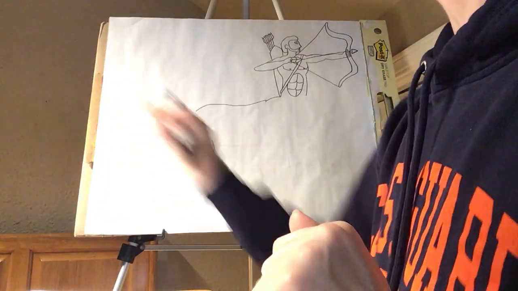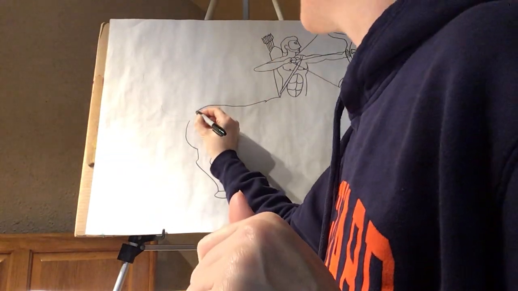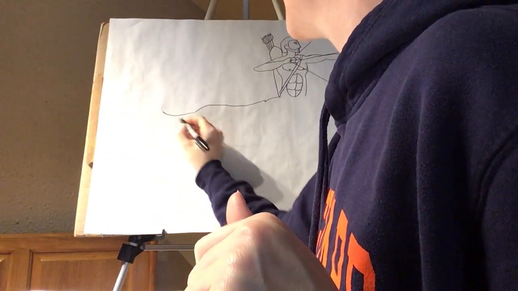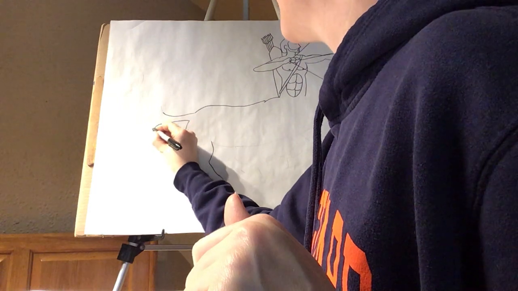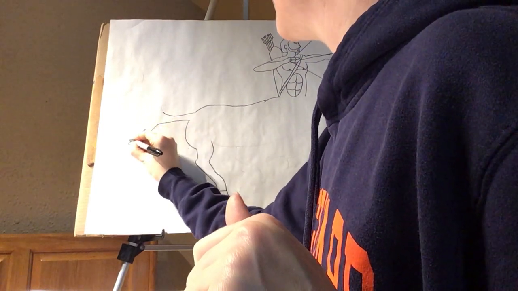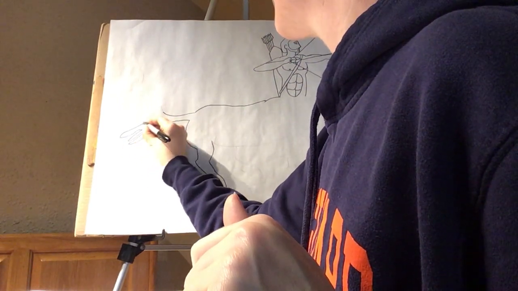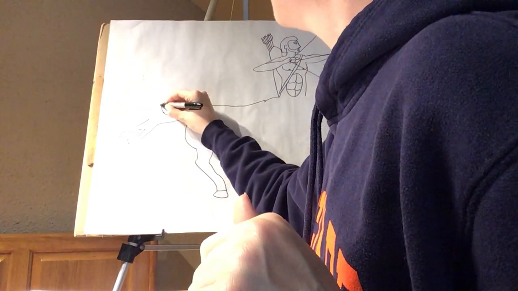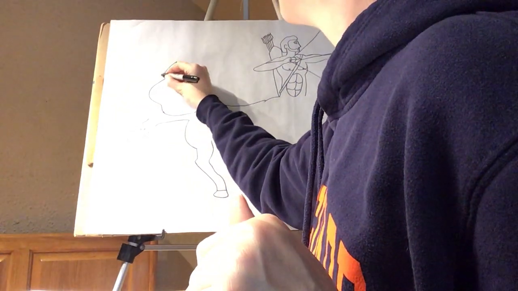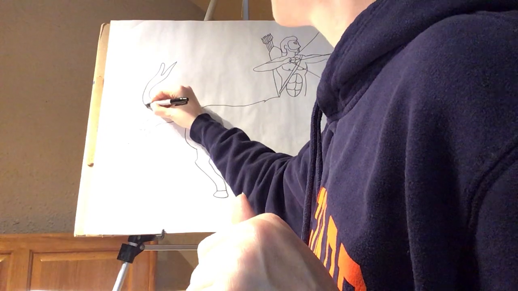Now I can do the tail. I'm going to do like a flowing, swishing tail. So I'm going to have the tail coming out like this, coming out like that, and then I'm just going to kind of give it some flow, just like this.